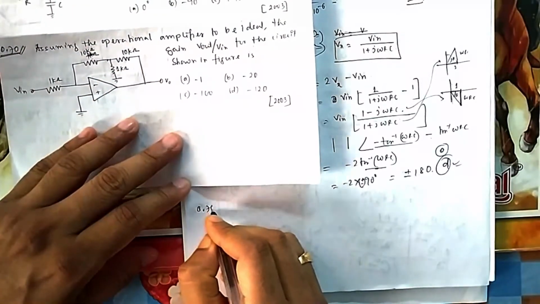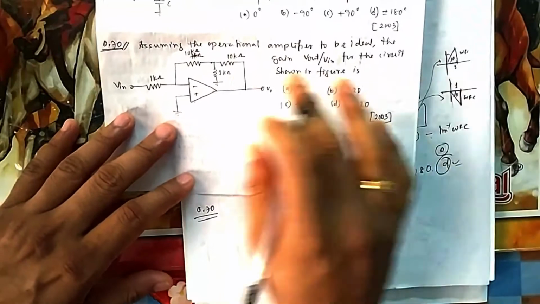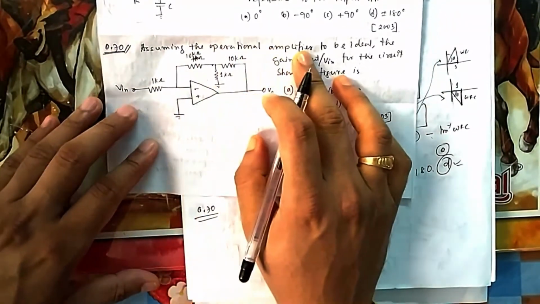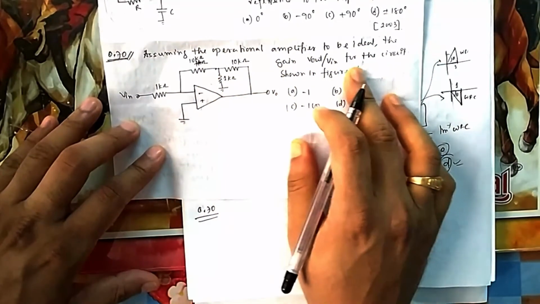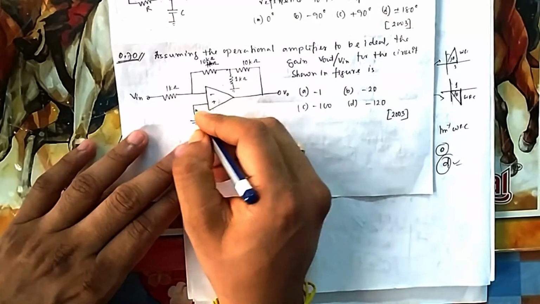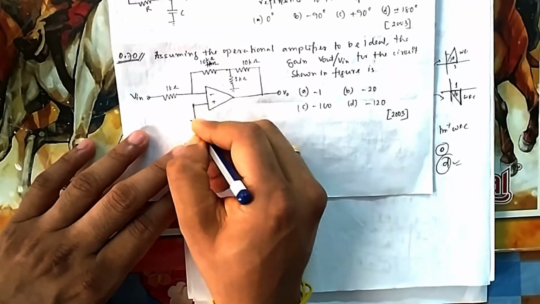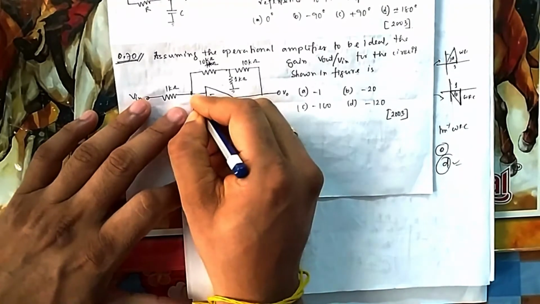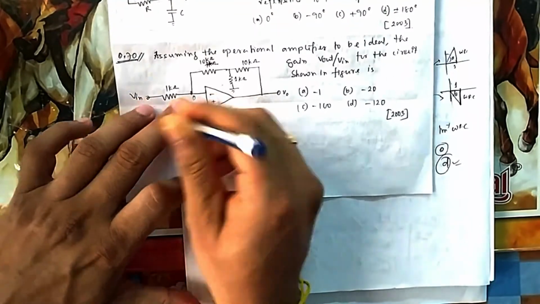Next is question number 70. Now what they are asking in 70: assuming the operational amplifier to be ideal, find the gain V out by V in of the circuit shown in the figure. It is easy now, operational amplifier. By now it would have been very easy. So this is 0, this is also 0, and this is also 0.